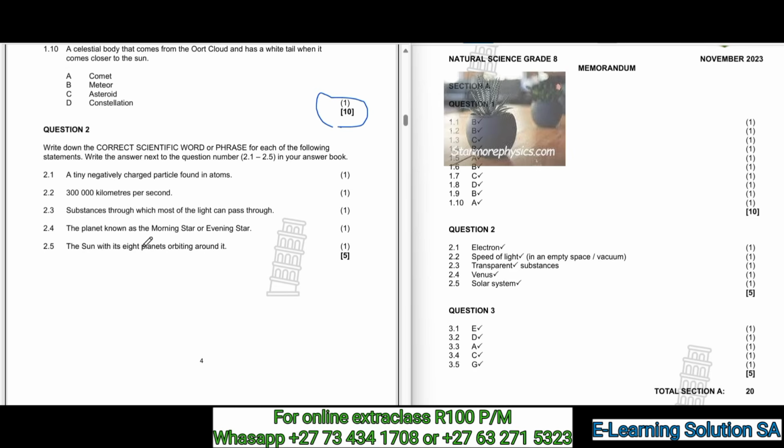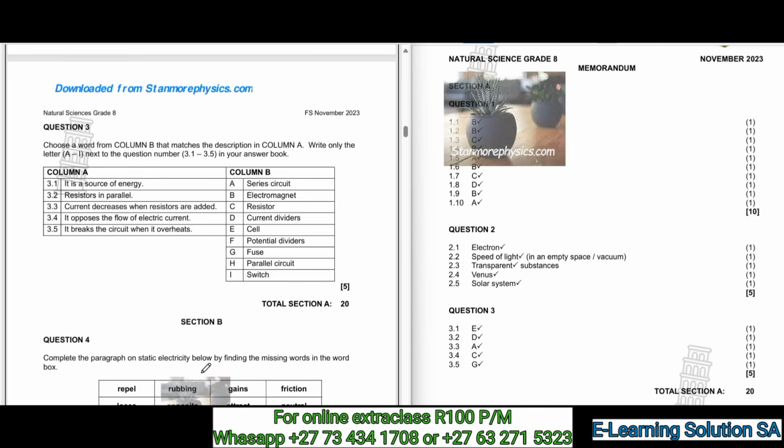Moving to question 2, write down the correct scientific word or phrase for each of the following statements. 2.1, a tiny negatively charged particle found in atoms. It's an electron. 2.2, 300,000 kilometers per second, that's the speed of light. 2.3, the substances through which most of the light can pass. That's transparent substances. 2.4, the planet known as the morning star or evening star, that's Venus. 2.5, the sun with its 8 planets orbiting around it, we call it a solar system.